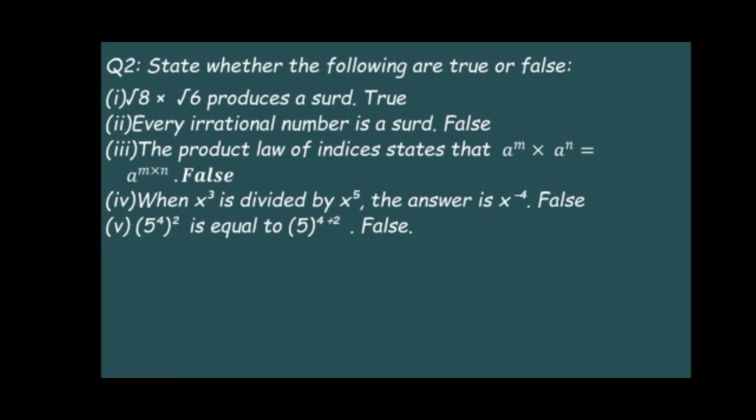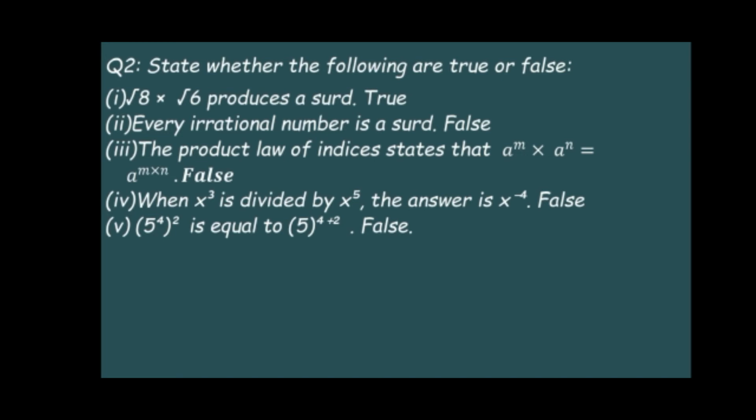Now true or false? Part 1: square root of 8 into square root of 6 produces a surd. Yes, square root of 8 does not give a whole number. Also square root of 6 doesn't give a whole number. So yes, it produces a surd. It's true. Part 2: every irrational number is a surd. No. False. All surds are irrational numbers, but not all irrational numbers are surds.